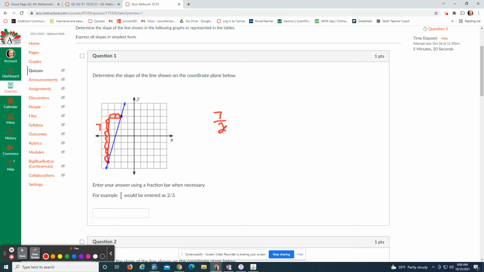How do I know if it's positive or negative? What do you mean I go up? So do I read a graph left to right or right to left? Left to right, right? So if I start over here on the left side on the line and I follow the line, if I go up as I go right, then that means it's positive. So right here in this space, you're going to put 7/2.